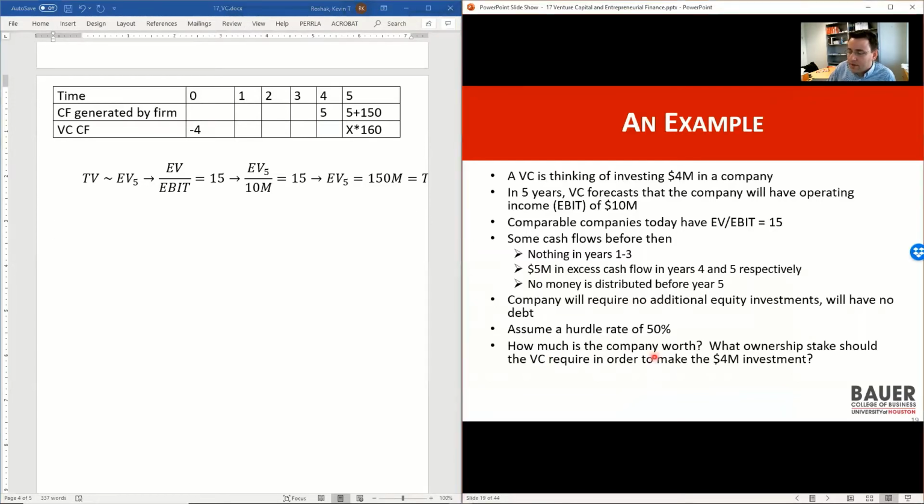So back to this question, how much is the company worth? If these are the cash flows, how much is the company worth to the VC? Well, the only cash flow we have to deal with is that 160. That's how much the company is going to pay out in year 5. We're going to discount that by our hurdle rate of 50%. That occurs 5 years into the future. So that's going to give us a present value of about 21.1 million.